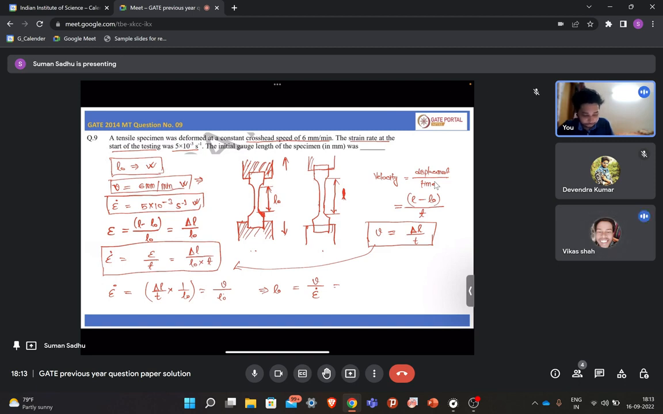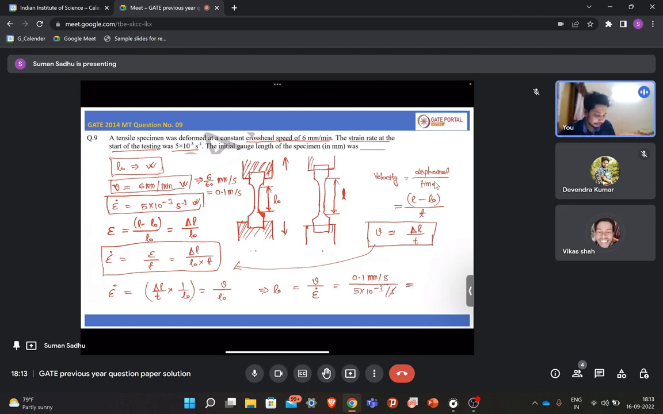So what will it be? It will be 6 by 60 millimeter per second, right? So it will be 0.1 millimeter per second. So V is 0.1 millimeter per second divided by epsilon dot, which is 5 into 10 to the minus 3 per second. So your second and second will cancel out.